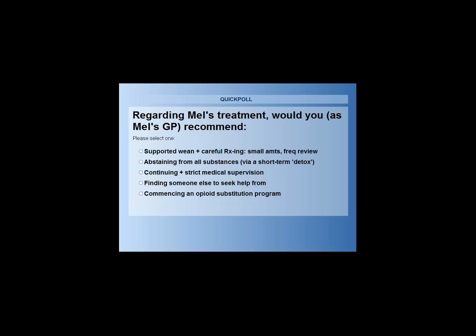Would you advise abstaining from all the drugs, basically via a detox program, a short-term withdrawal? Would you advise continuing with the drugs but under strict medical supervision, involving a single pharmacy, a patient agreement, urine drug screens, no early refills, etc.? Would you advise that she finds someone else to seek help from? Or finally, would you advise she commences an opioid substitution program, which is basically methadone or buprenorphine naloxone combination? So 5 different options there.